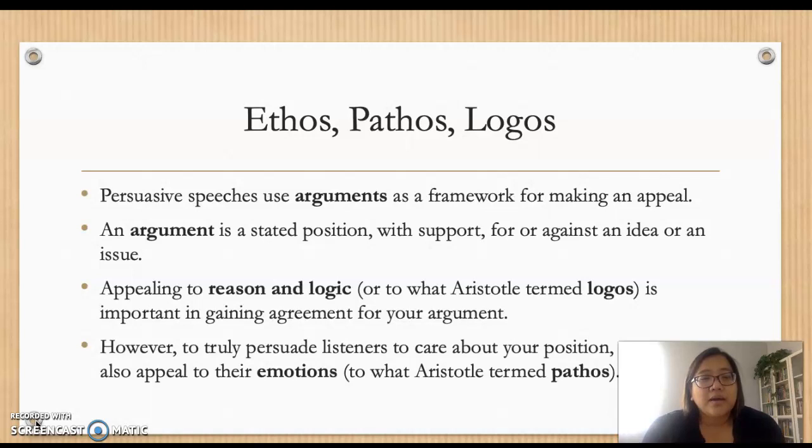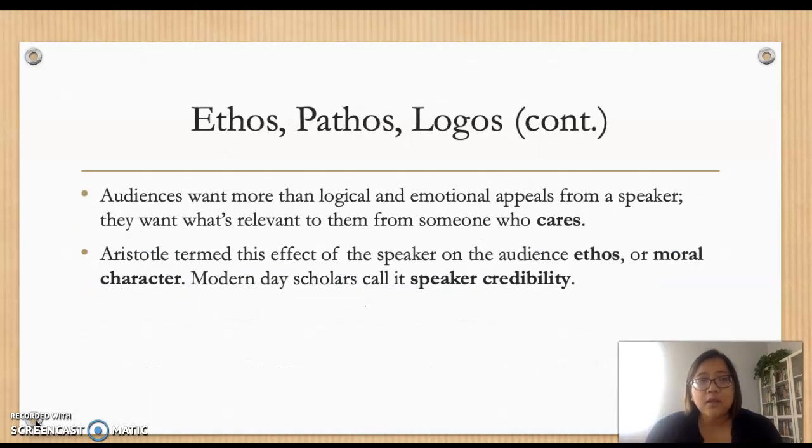And then appealing to reason and logic, or to what Aristotle termed logos, is important in gaining agreement for your argument. However, to truly persuade listeners to care about your position, you must also appeal to their emotions, or what Aristotle termed pathos. So audiences want more than logical and emotional appeals from a speaker. They want what's relevant to them from someone who cares.